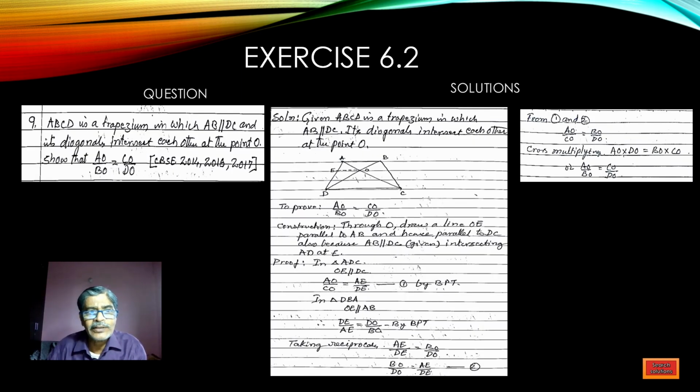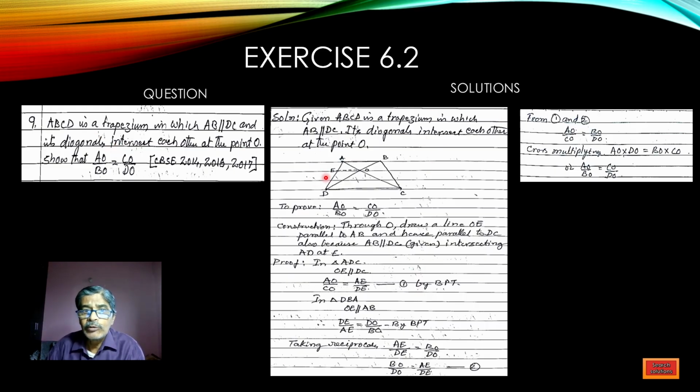The next question is, they have given that ABCD is a trapezium in which AB is parallel to DC and its diagonals intersect each other at the point O. Show that AO by BO is equal to CO by DO. And this question has repeated in 2014, 16, and 17. So let us write down whatever is given with the diagram, which is easy as per the problem.